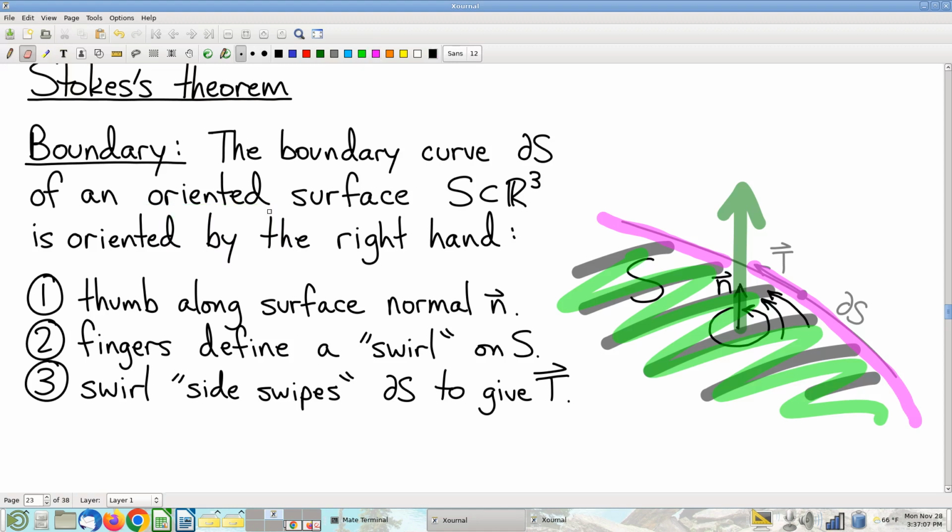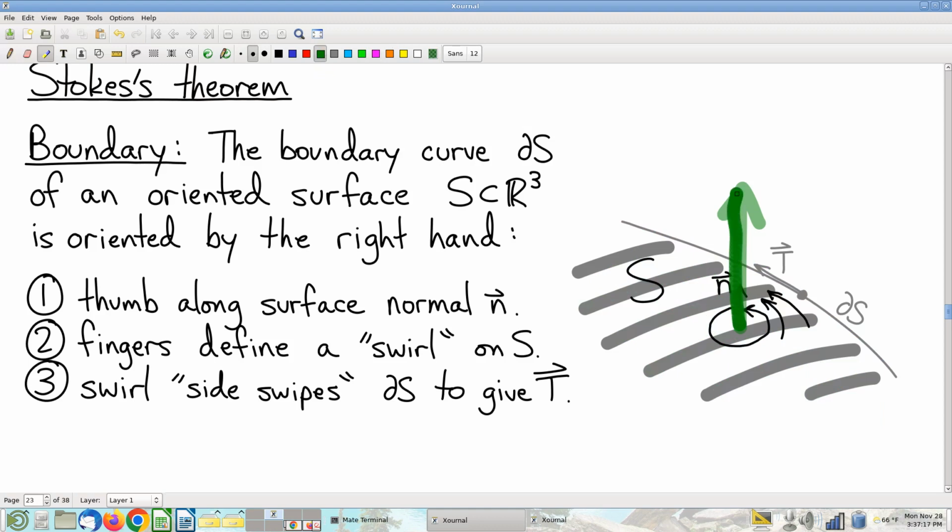And here's the rule. It's a little bit of a weird rule. It goes like this. You start with your surface's orientation. Right? In this case, it's oriented up. You use your right hand, thumb in the direction of that orientation vector, defining the orientation of your surface. Thumb in that direction. Notice then your fingers bending the way fingers want to bend. Your fingers define what I'm going to call a swirl that goes around the normal vector.